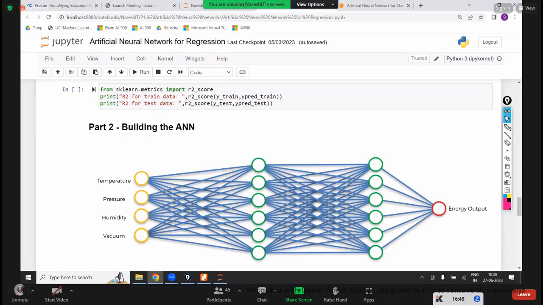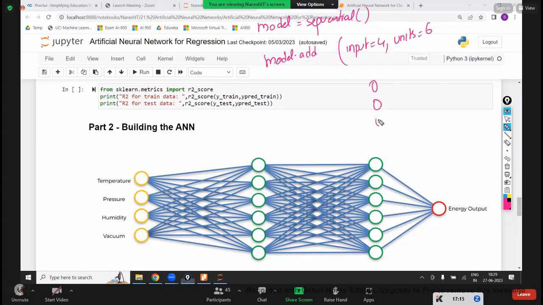Just observe clearly. I'm writing. Model is equal to sequential. First line is common. Sequential means whatever the order I'm going to write, you have to take in that order. Model dot add. I'm going to add. What I'm going to add? First, input. Input is equal to 4, and units is equal to 6. So first it is going to take 4 neurons and 6 neurons. It will take empty neurons like this.